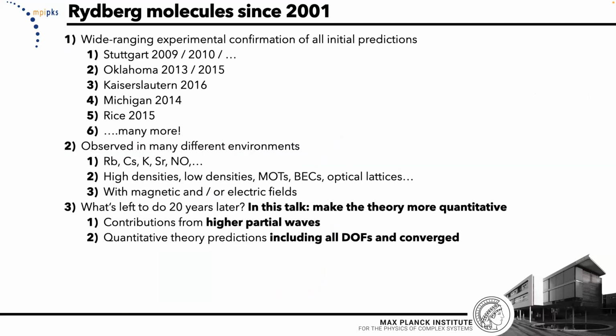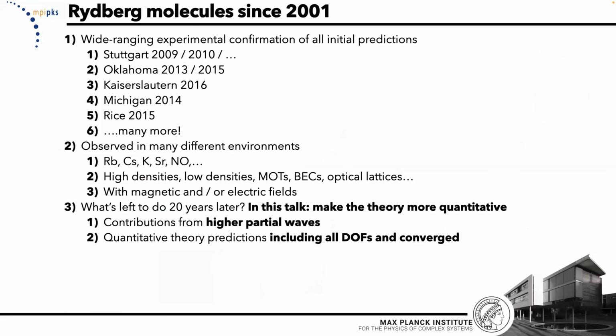Since that time, there's been a lot of progress. Again, many of you really know this, so I'll fly through and certainly not give an exhaustive list of all the experiments that have been done in this area, but I just want to highlight that essentially all these initial predictions, trilobite molecules, low angular momentum molecules, butterfly molecules, polyatomic molecules, have all been confirmed at a qualitative and really semi-quantitative level since these first days.